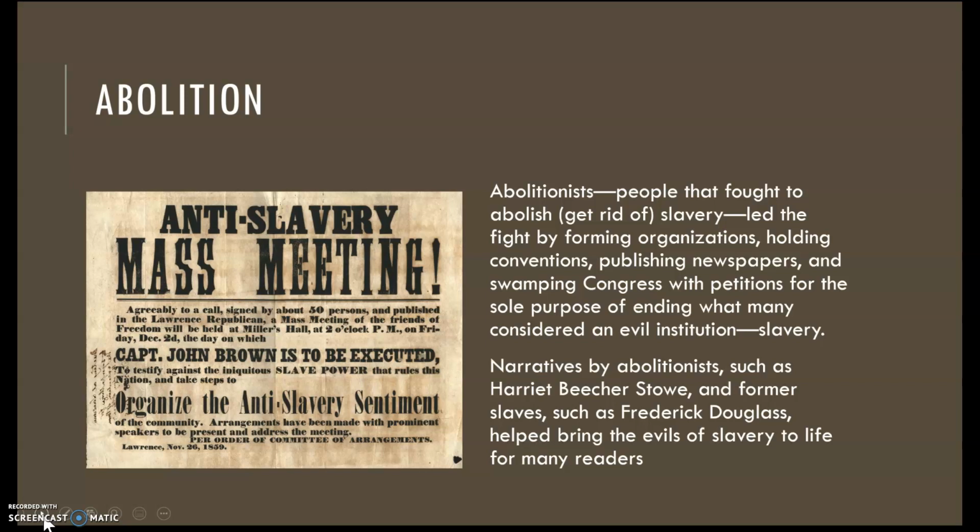Narratives by abolitionists such as Harriet Beecher Stowe and former slaves such as Frederick Douglass helped bring the evils of slavery to life for many readers. The texts written by these abolitionists provoke a lot of imagery and a lot of the horrors that were happening to the people in these predicaments.